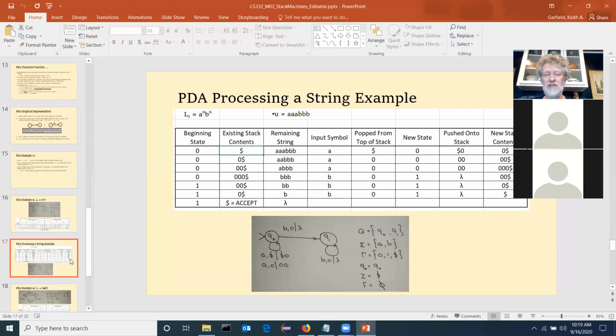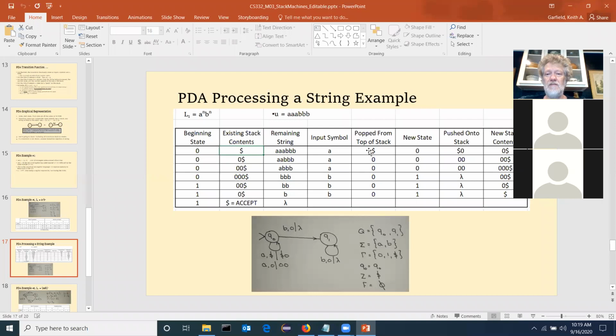Here's an example of processing the string, and I put the image of the machine down there as a reminder. So if I wanted to process this string AAABBB, I start in state 0. Again, I did this with an Excel spreadsheet. I start in state 0. My top of stack is $, or empty stack, and I still have to process the whole string, AAABBB. So what's the first thing I process? I process that input symbol A.